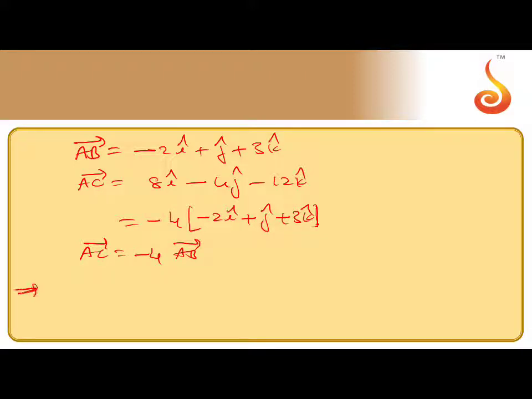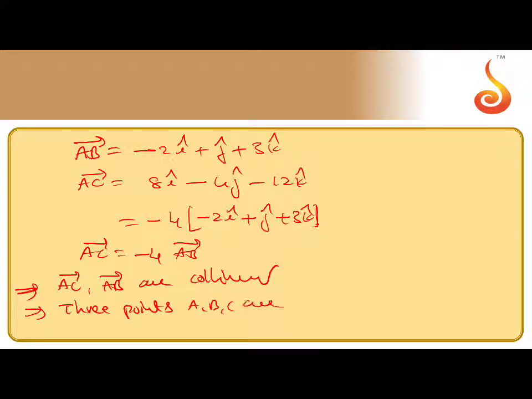So what can you say? You can say that the vectors AC and AB are collinear. That implies the three points A, B, C are collinear. This is the concept of solving.